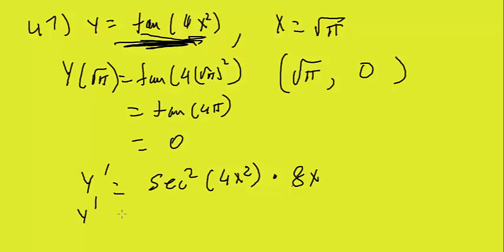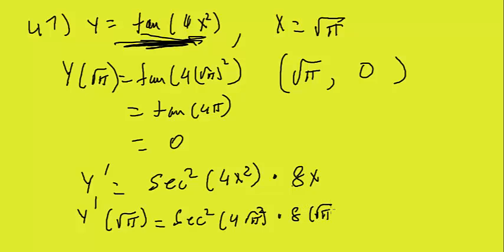Let's plug in rad pi. I have secant squared of 4 rad pi squared times 8 times rad pi. When I square the rad pi, I'm going to get a pi, so I get 4 pi. What's cosine of 4 pi? When I square the 1, I'm going to get 1 times 8 rad pi. So my slope is 8 rad pi.